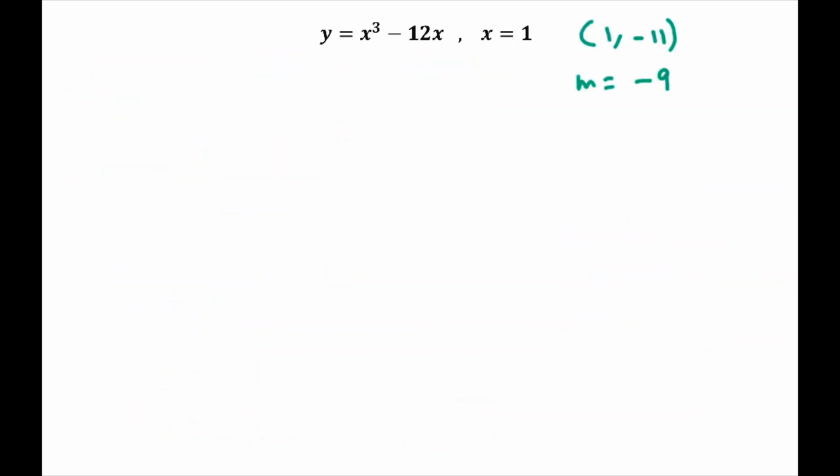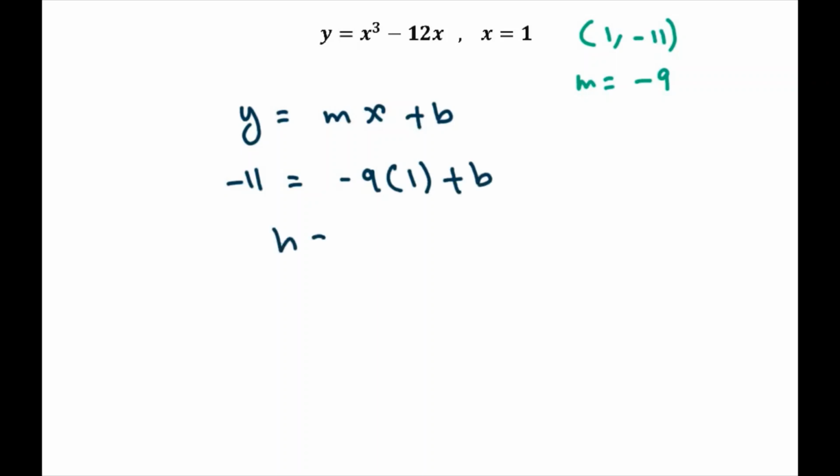Now, since I know that my point is (1, negative 11) and my slope is negative 9, the equation will be y equals mx plus b: negative 11 equals negative 9 times 1 plus b, so b equals negative 11 plus 9, which is equal to negative 2. So my equation will be negative 9x minus 2.